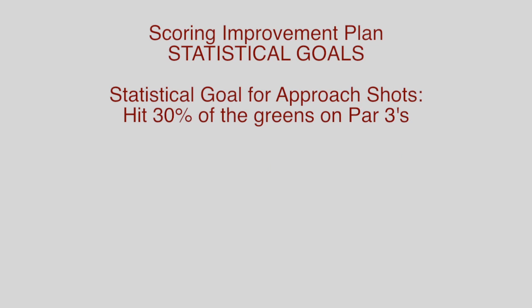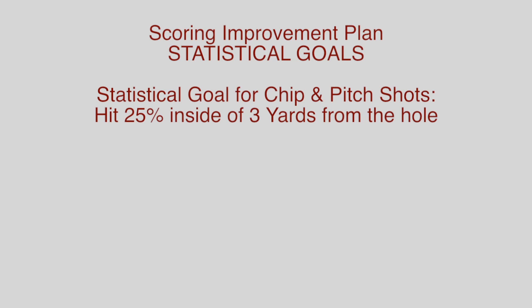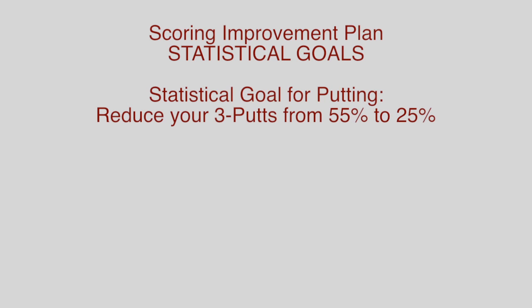Your goal for your approach shots is to hit 30% of the greens on par 3s. Your goal for your chip and pitch shots is to hit 25% inside of 3 yards from the hole. For putting, your goal is to reduce your 3-putts from 55% to 25%.